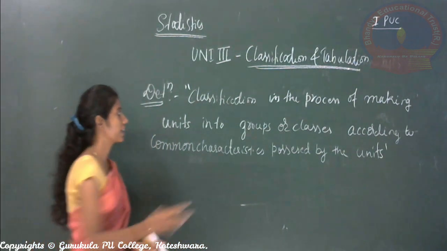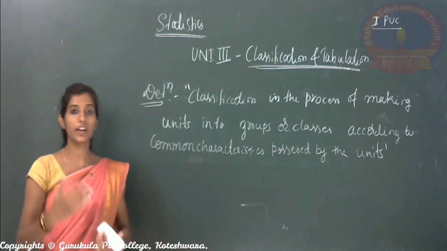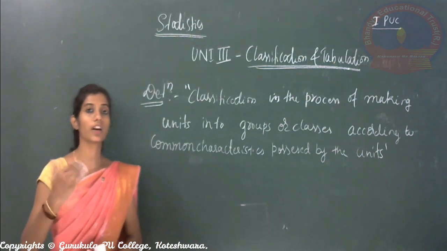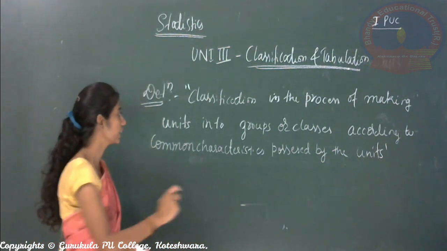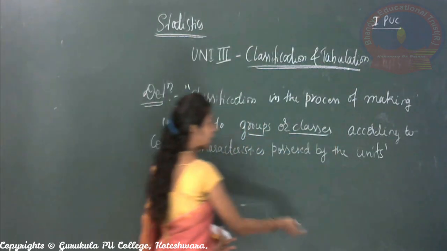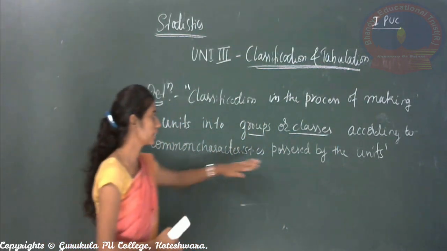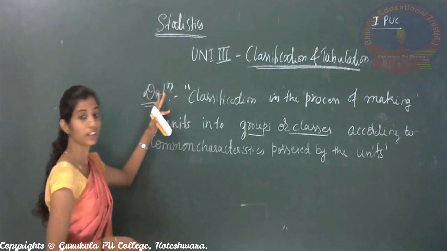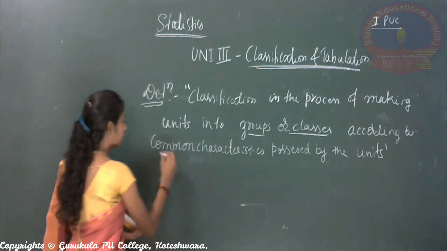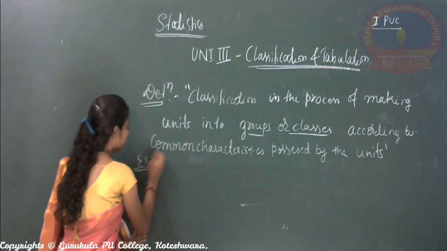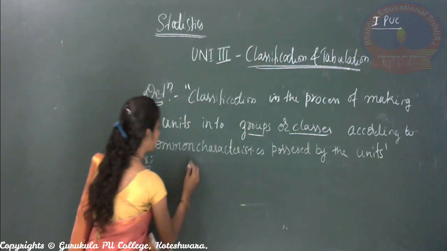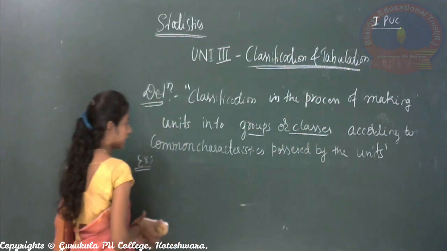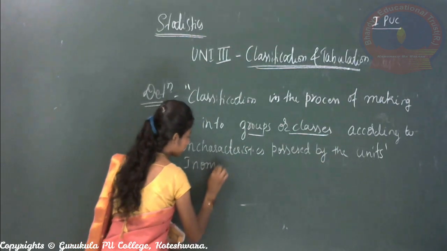So this is nothing but, as I told earlier, any process or method or act we are taking up, for what purpose? For making the arrangement or making the groups or classes according to common characteristics possessed by the units or items. That is called classification. So here, for example, I can take income. Income is one particular characteristic.